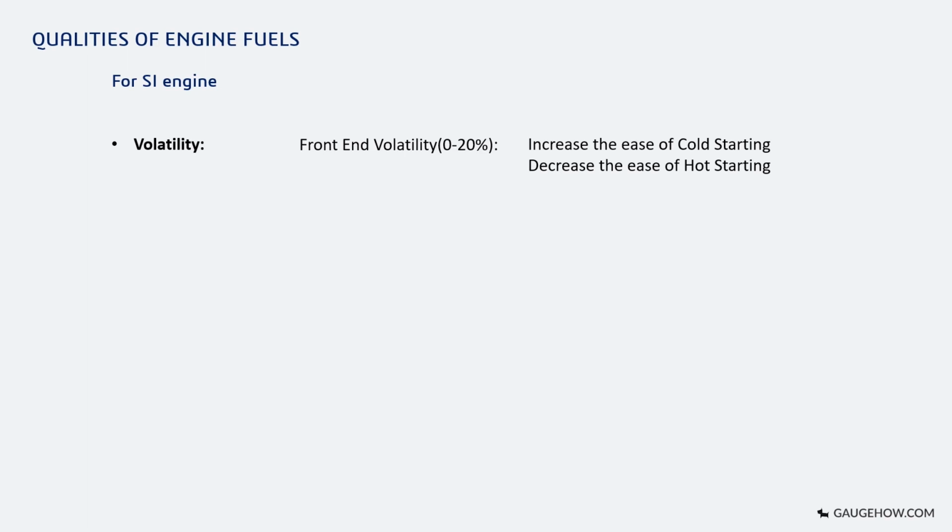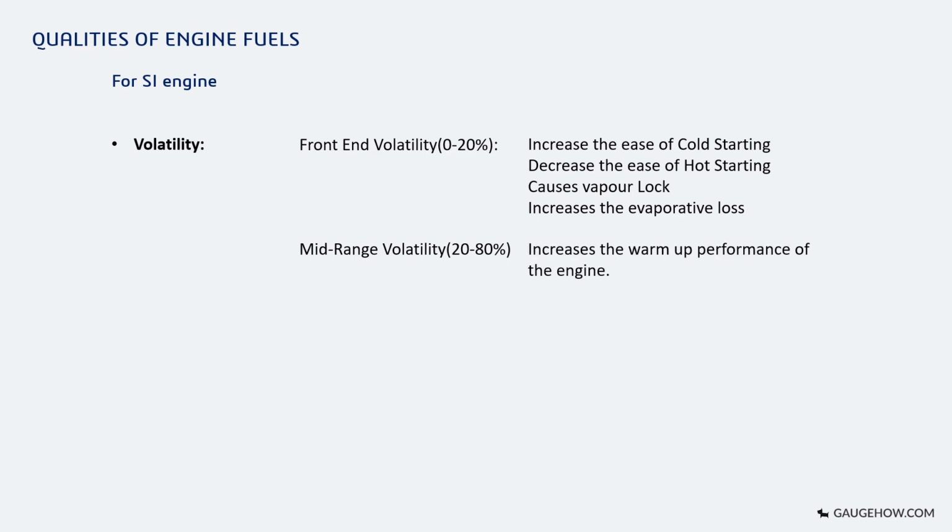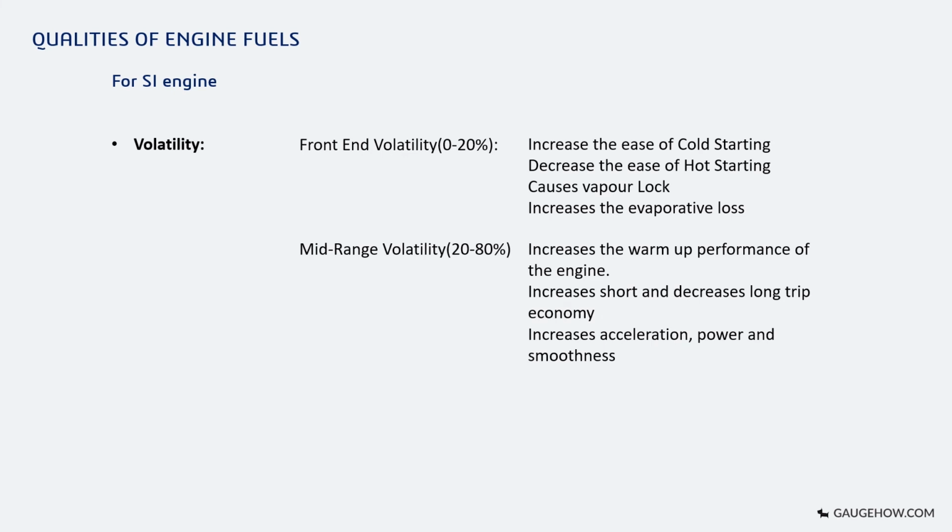It can also cause vapor lock, which is an interruption in the flow of liquid through a fuel line or other pipe as a result of vaporization in the liquid. Evaporative loss is high in front-end volatility. Mid-range volatility. 20 to 80% of the fuel is burning in this category. This increases the warm-up performance of the spark ignition engine. It increases short trip and decreases long trip economy. Acceleration, power, and smoothness increase, but the chances of carburetor icing increase as well.